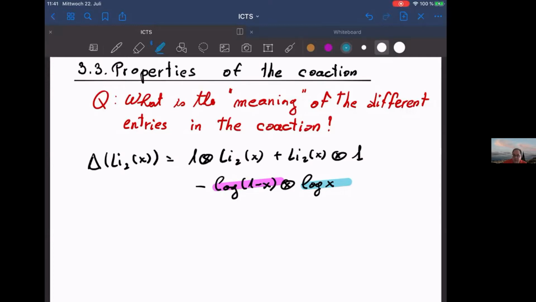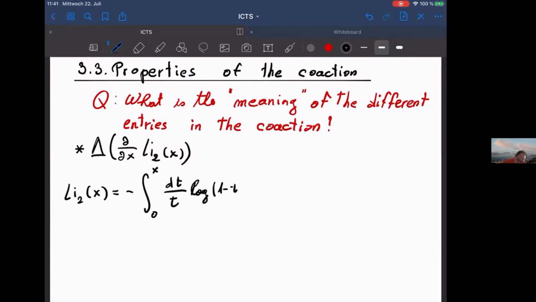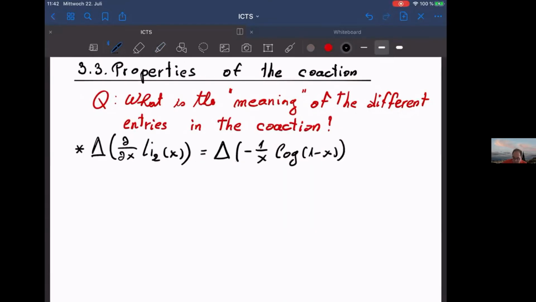Okay, so to understand that, let's go and do something else. Let's first go and compute the coaction on the derivative of the dilogarithm. So I remind you that Li2 of x as an integral looks like this. That's the integral definition of the dilogarithm. So you can easily evaluate the derivative with respect to x. It's not a big mystery, it gives you this.